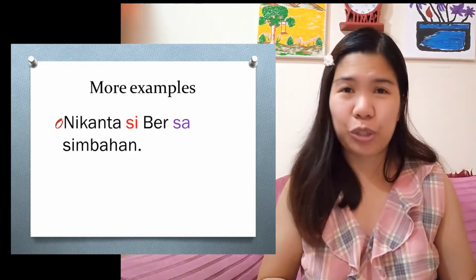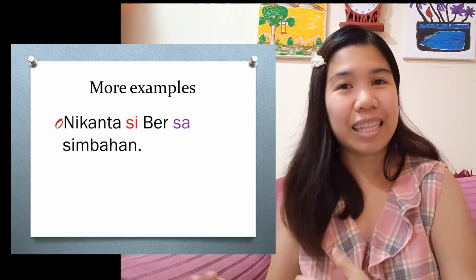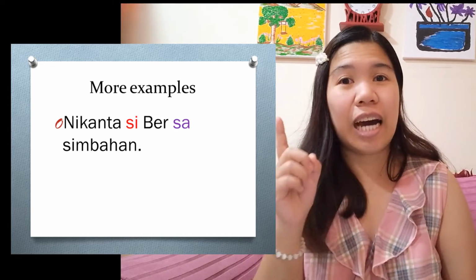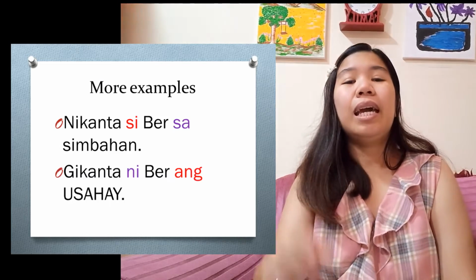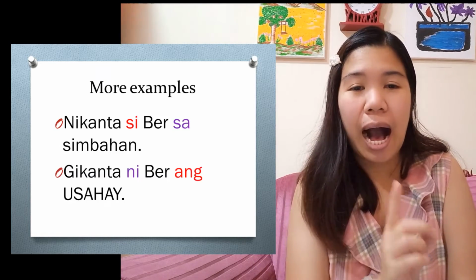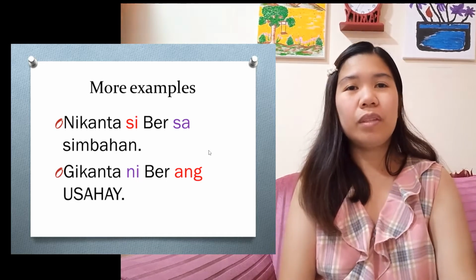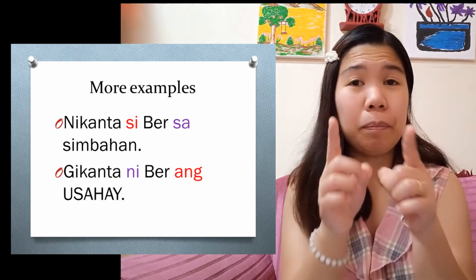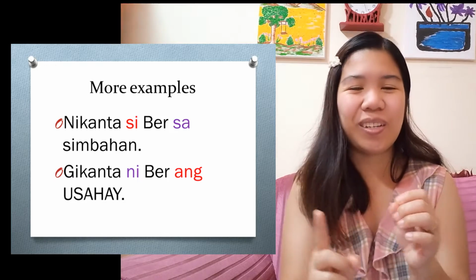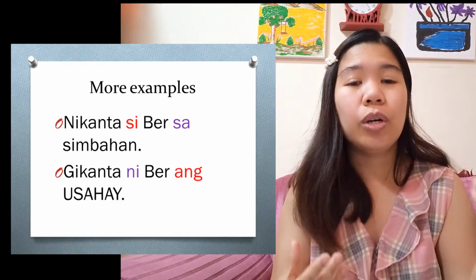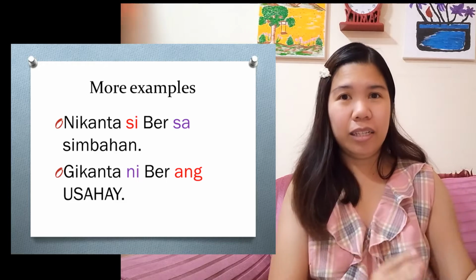Who sang at the church? It's Bear. So she did the action. Ni kanta. That's why you add ni, not gi. Now, what if you will have gikanta instead? Gikanta ni Bear ang Usahay. What is the subject of our sentence here? The subject of our sentence is not Bear now. It's the song Usahay. You remember that song? Okay. It's the song entitled Usahay. So, gikanta ni Bear ang Usahay.